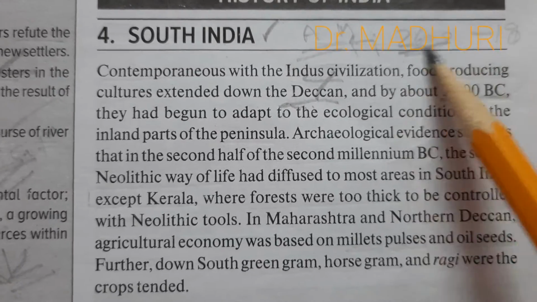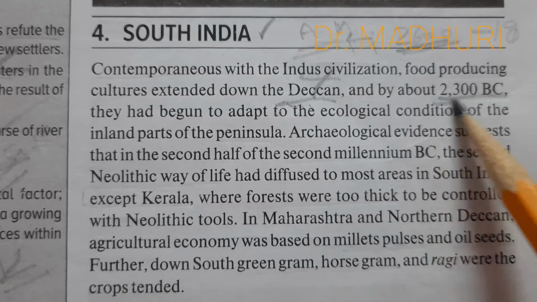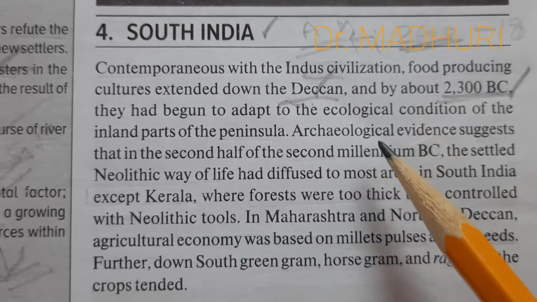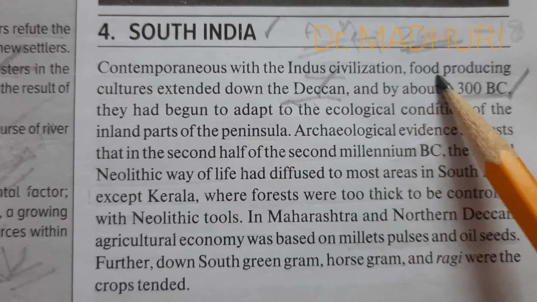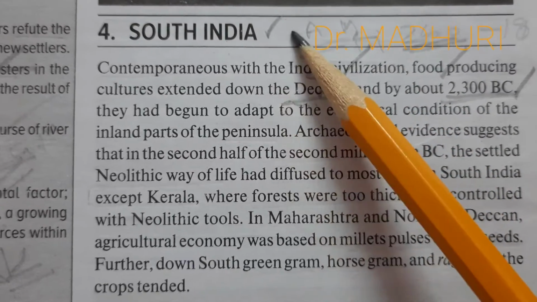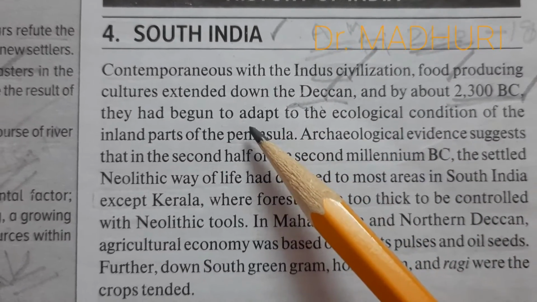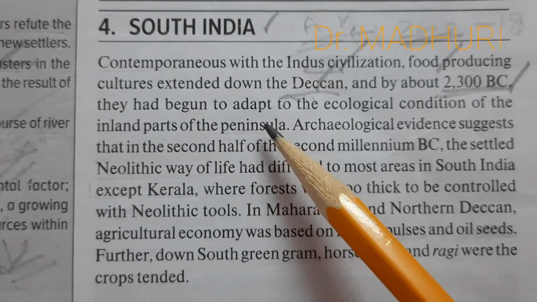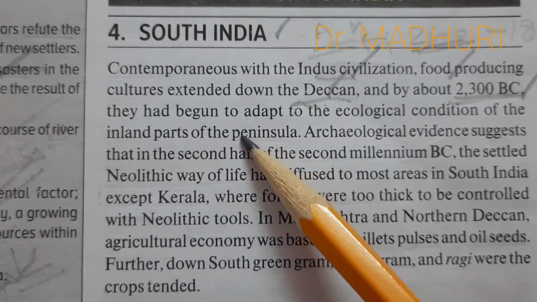Around this period, that is around 2300 BC, South Indian civilizations, food producing civilizations like the Indus Valley civilization, were coming up in South India as well. They had begun to adapt to the ecological conditions of the inland parts of the peninsula.